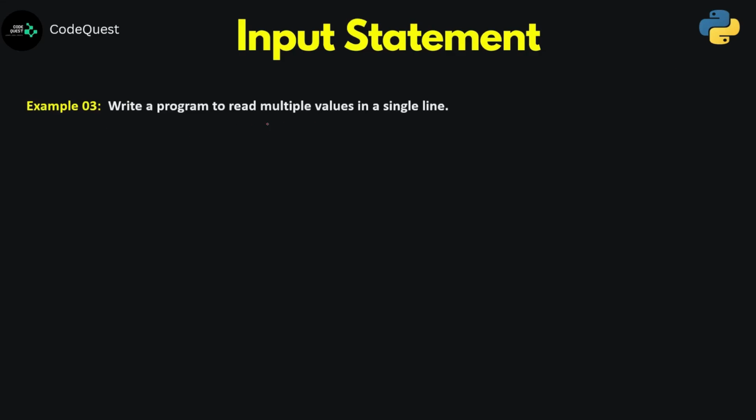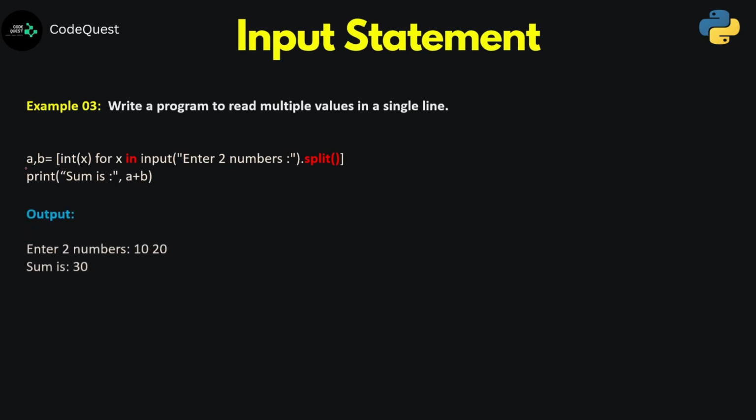Now this is a special kind of taking input, right? A program to read multiple values in a single line. So how could we do that? Here we can make a list of those variables. Let's say in this program I want to take two variables, so I took a comma b. Now within the square brackets, you can see this portion is nothing but the input followed by the message. And what I'm going to add here is the split function.